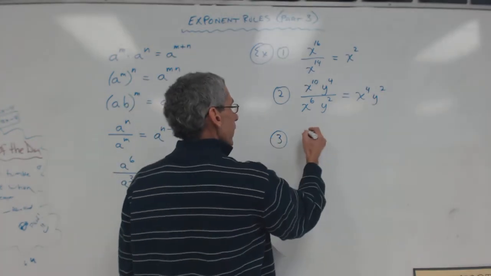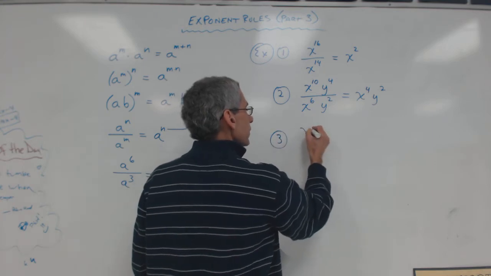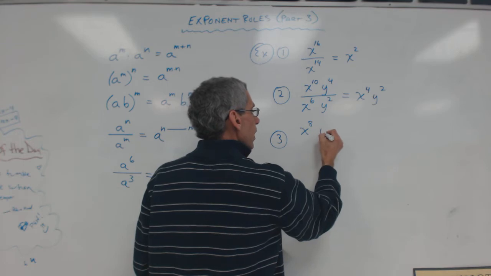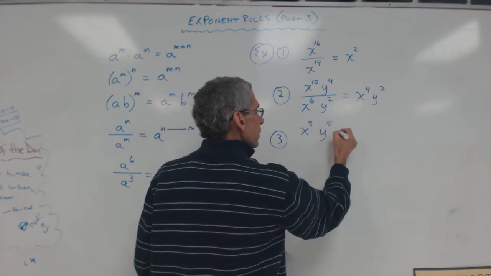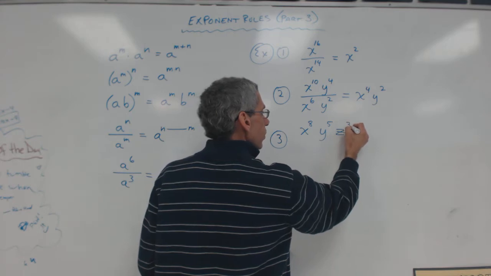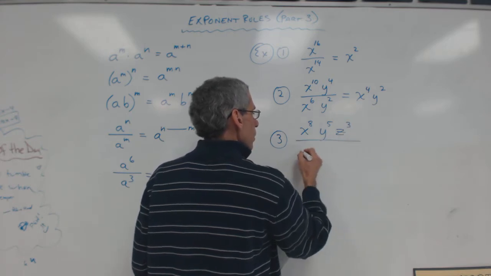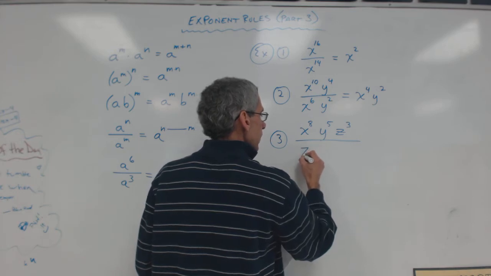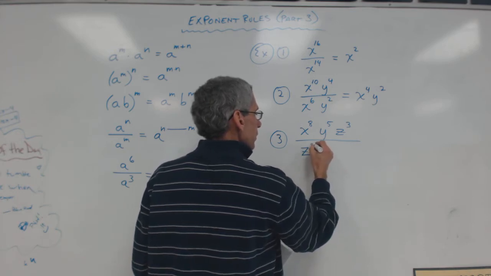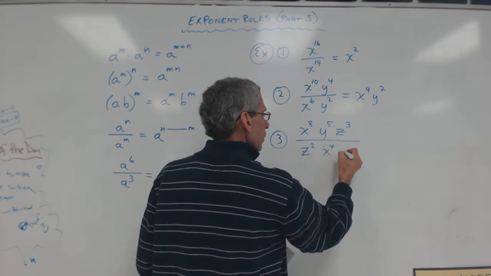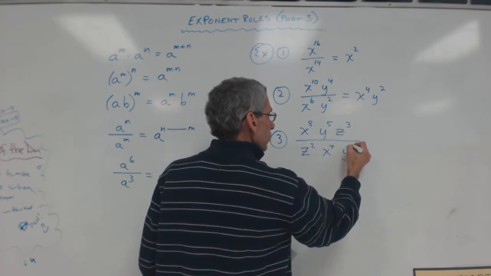All right, what if I say x to the 8th, y to the 5th, z to the 3rd, all over y squared, z to the 2nd, x to the 4th, y to the 4th.